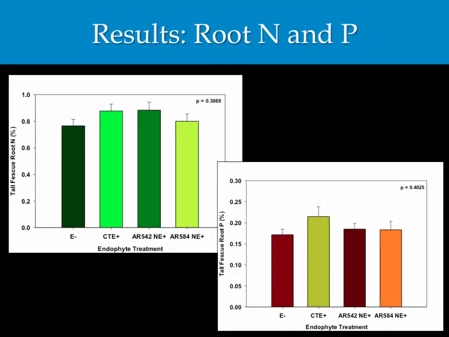These are my root nitrogen and phosphorus as a percentage. So green tones are nitrogen, red tones are phosphorus. On the y-axis is just the percent root nitrogen or percent root phosphorus. Again, there was no significant endophyte effect. There was a little bit of separation, but pretty negligible.